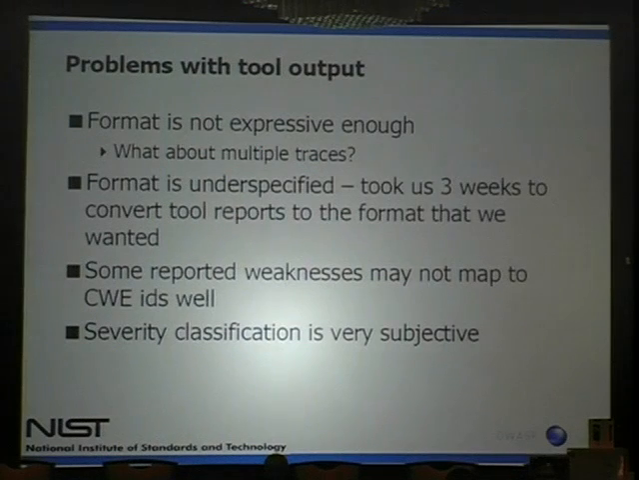So to describe some of the problems, the format was not expressive enough. It did not support, for example, multiple traces. It turned out to be underspecified, and it took us 3 weeks to convert tool reports to the format that we wanted. There were some little details. Some weaknesses may not map to CWE IDs well, and we had a lot of weakness names that we had to somehow reconcile. And severity classification is very subjective. Tools use different things to rate their weaknesses.